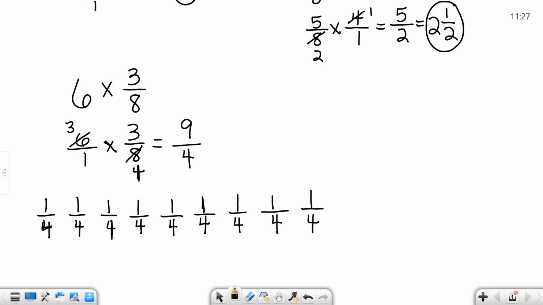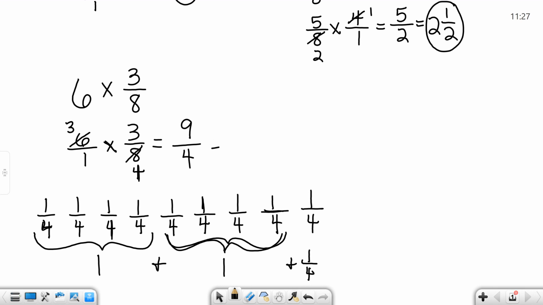And we would talk with our class about how many fourths it takes to make one whole. So 4/4 make a whole. So if we combine 4 of these, that would be one whole. We've got 4 more here. All right, that would be another whole. So we have 1 plus 1, that's 2. And then we have 1/4 here. So 2 wholes and 1/4. 2 and 1/4 would be our final answer.